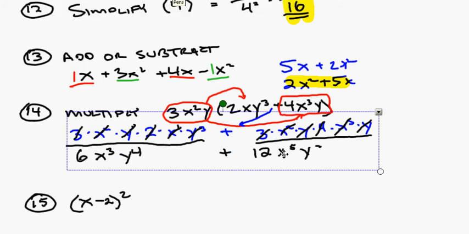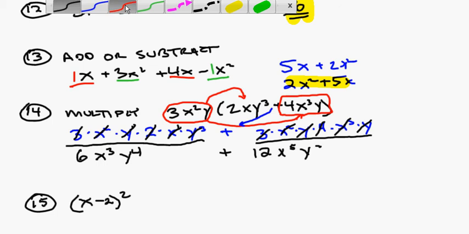You cannot do anything more. I think this is important to note: this group of variables is x cubed y to the 4th. This one is x to the 5th y squared. These are not like terms. This x and this x are not the same. This has an exponent of 3. This has an exponent of 5. So they are not considered like terms. You cannot add these. This is the correct answer.